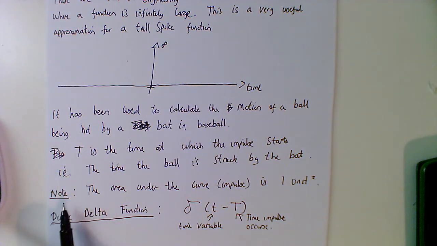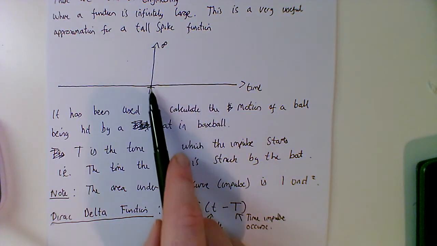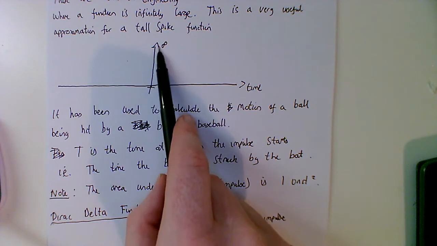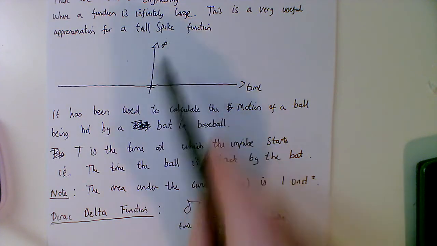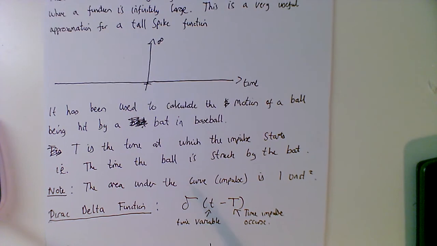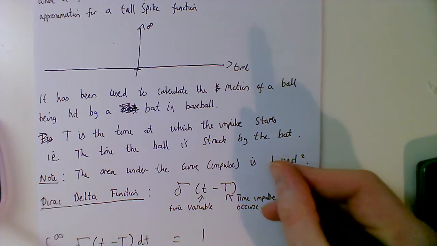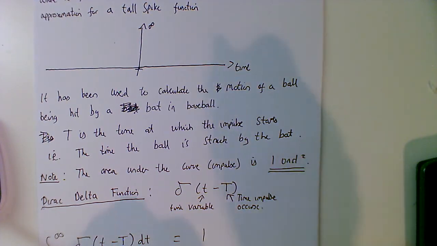Now, note the area under this curve. I know it doesn't look like a curve, it looks like a line going up, but it's actually a really tiny curve. It goes towards infinity, but the area under it is 1 unit squared. So although it goes to infinity, the area under the curve is 1 unit squared.